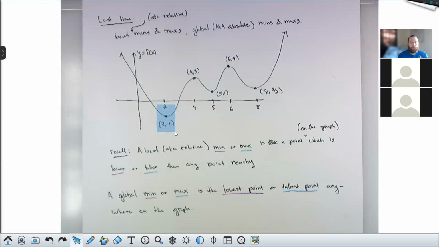What is this point? 2, -1 over here. What is this guy? The global min. Very good. This is a global or absolute min. Is it also a local min? Yeah. Good, it's both, right? On the one hand, this is definitely the lowest point in this window. It's also the lowest point anywhere.